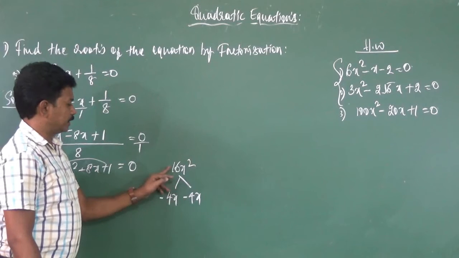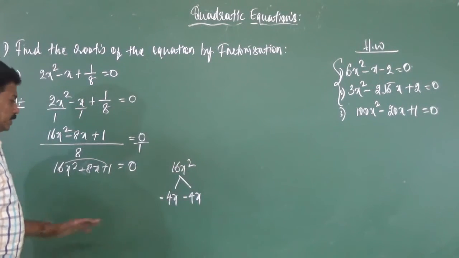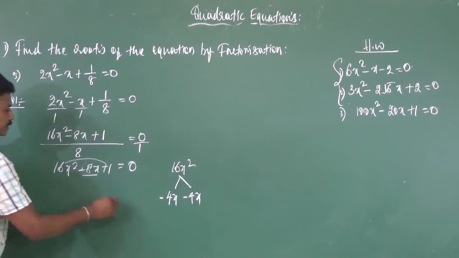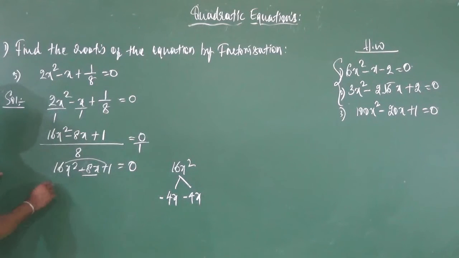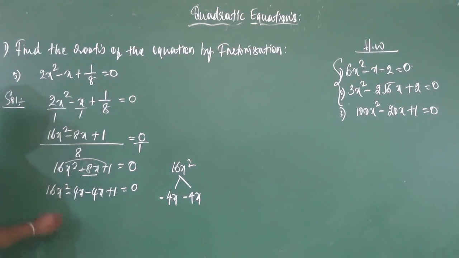Minus into minus is plus. 4 into 4 is 16, x into x is x square. Right. So instead of minus 8x, I am going to substitute minus 4x and minus 4x. So 16x square minus 4x minus 4x plus 1 is equal to 0. So out of this and this we have to take out common.